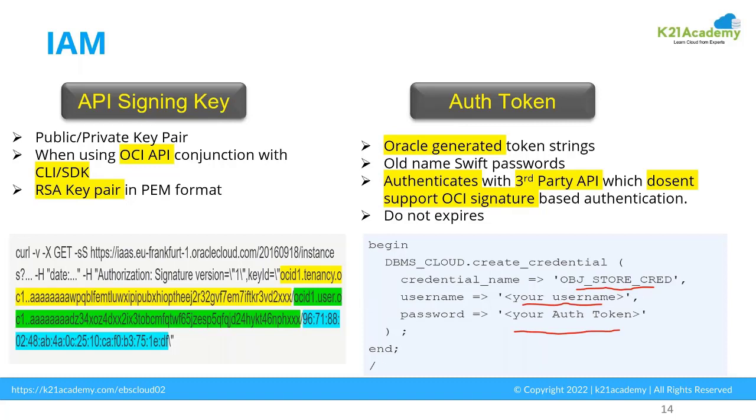Say suppose I want to take the backup to the cloud, and in that case I have configured it, so I'm going to configure my object storage and all the credentials. There I will be using the auth token, which is the authentication with third-party APIs. My OCI signature is not supported everywhere, so in that case I will be using the auth token to perform the authorization of my user. Okay, so park this for some time, because we are going to deal with it maybe after some time.